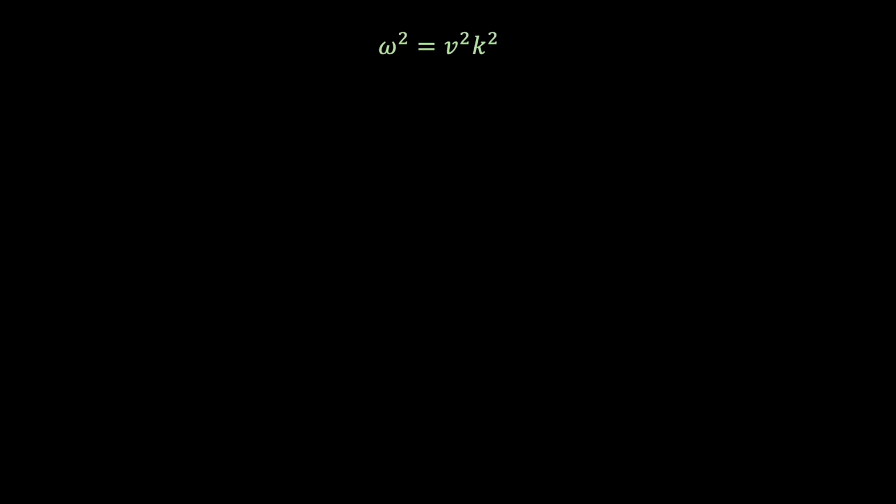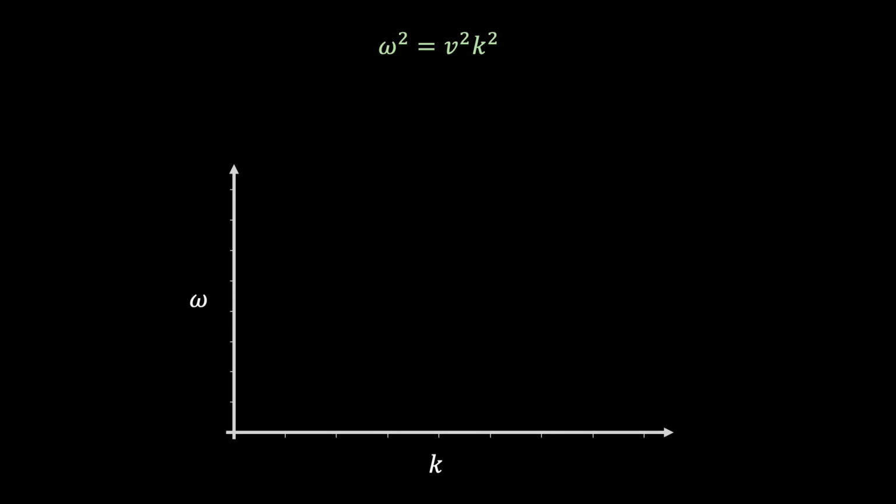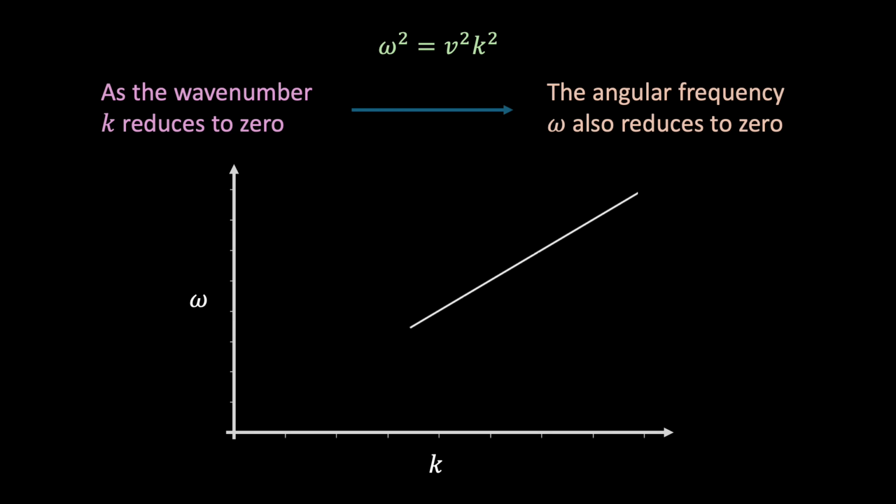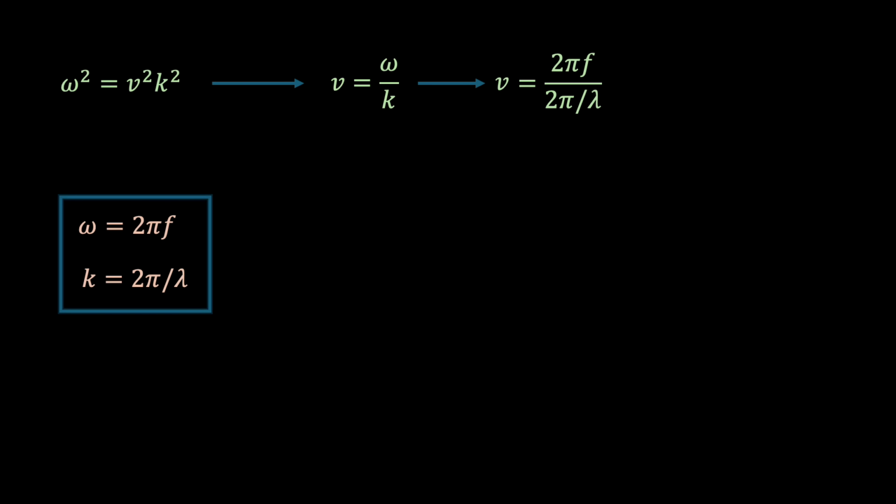A key point to emphasize at this stage is the relation between the wave number k and the angular frequency omega. We see that as the wave number k reduces to 0, the angular frequency omega also reduces to 0. In other words, for very long wavelength waves, the frequency tends to 0. To see this explicitly, let's take the square root and rearrange our dispersion relation in terms of v. And then if we sub in the definitions for omega and k, we see that we recover the familiar relation v equals f lambda.